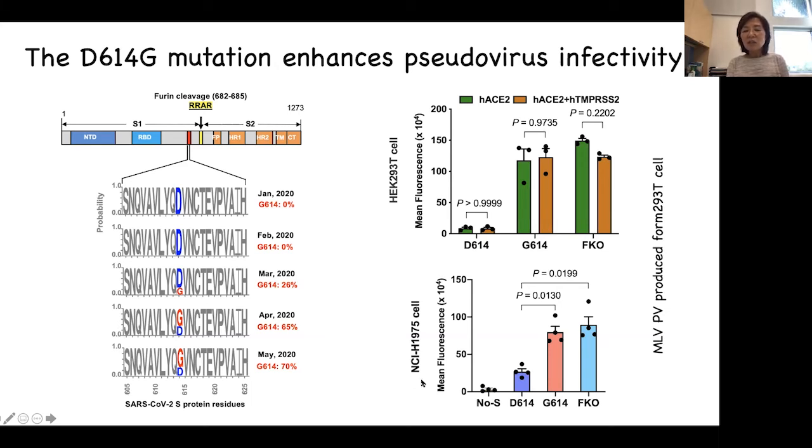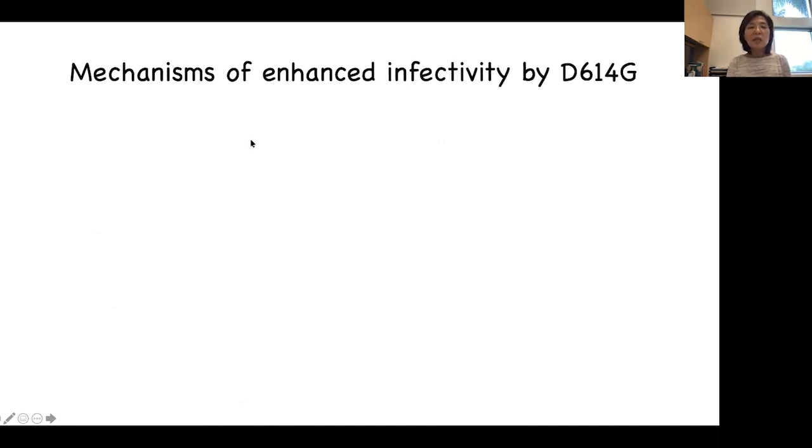We did a similar experiment in NCI-H1975 lung epithelial cells. This cell did not express ACE2, so we had to provide the ACE2 by transduction. But as long as there was ACE2, the higher infectivity of G614 was observed. For this D614G, as far as infectivity is concerned, everybody agreed that there was absolutely no problem. The problem came when the mechanism was studied. So there were roughly three major mechanisms proposed.